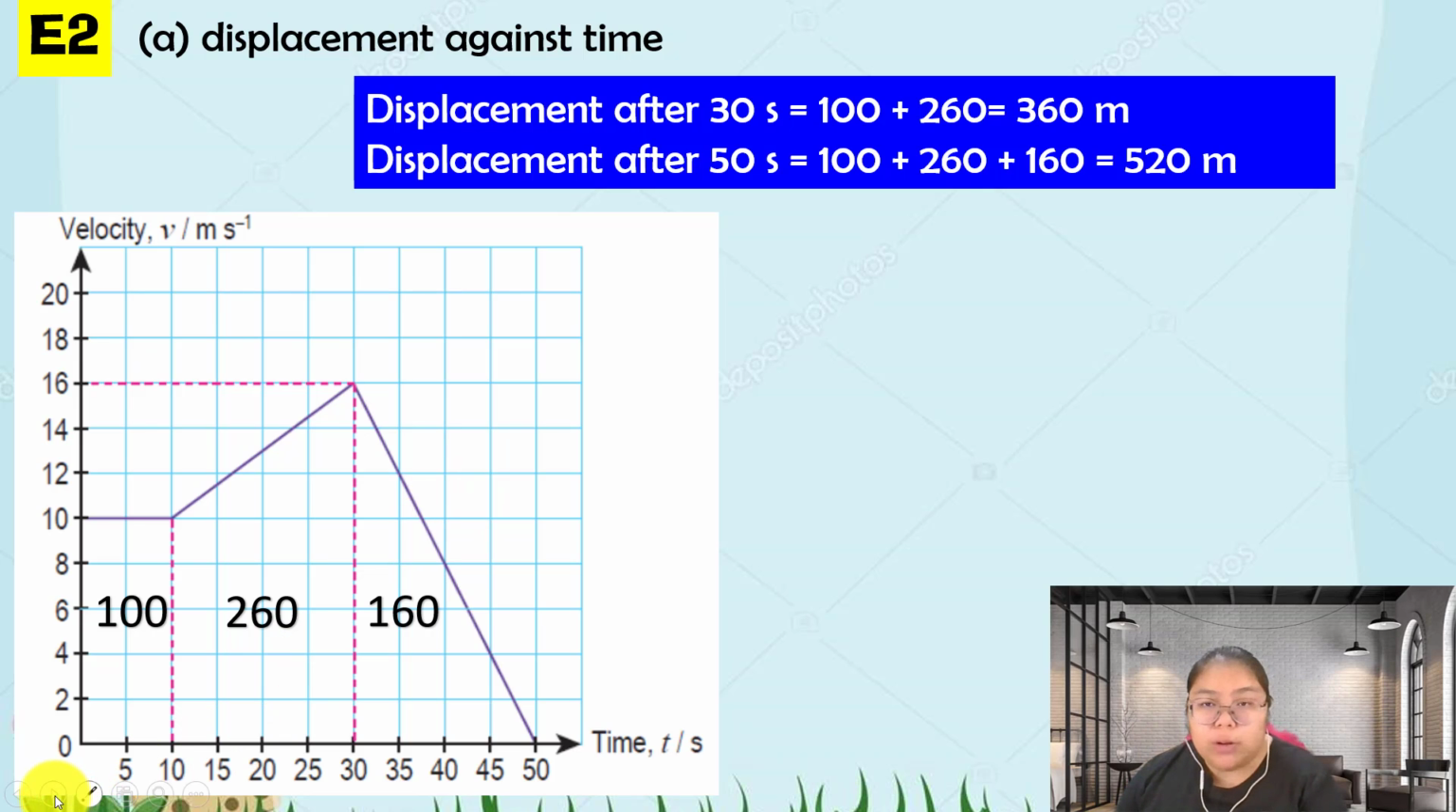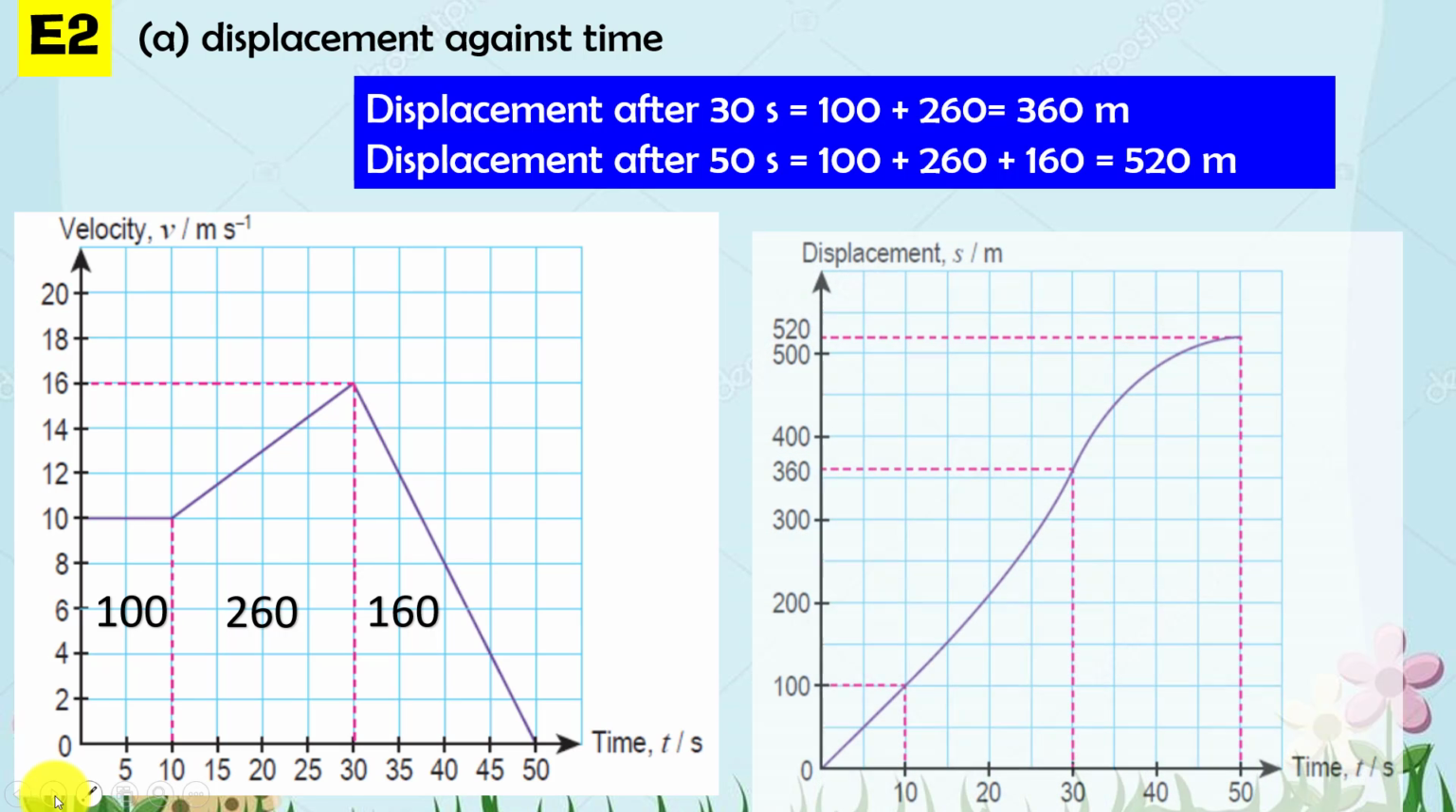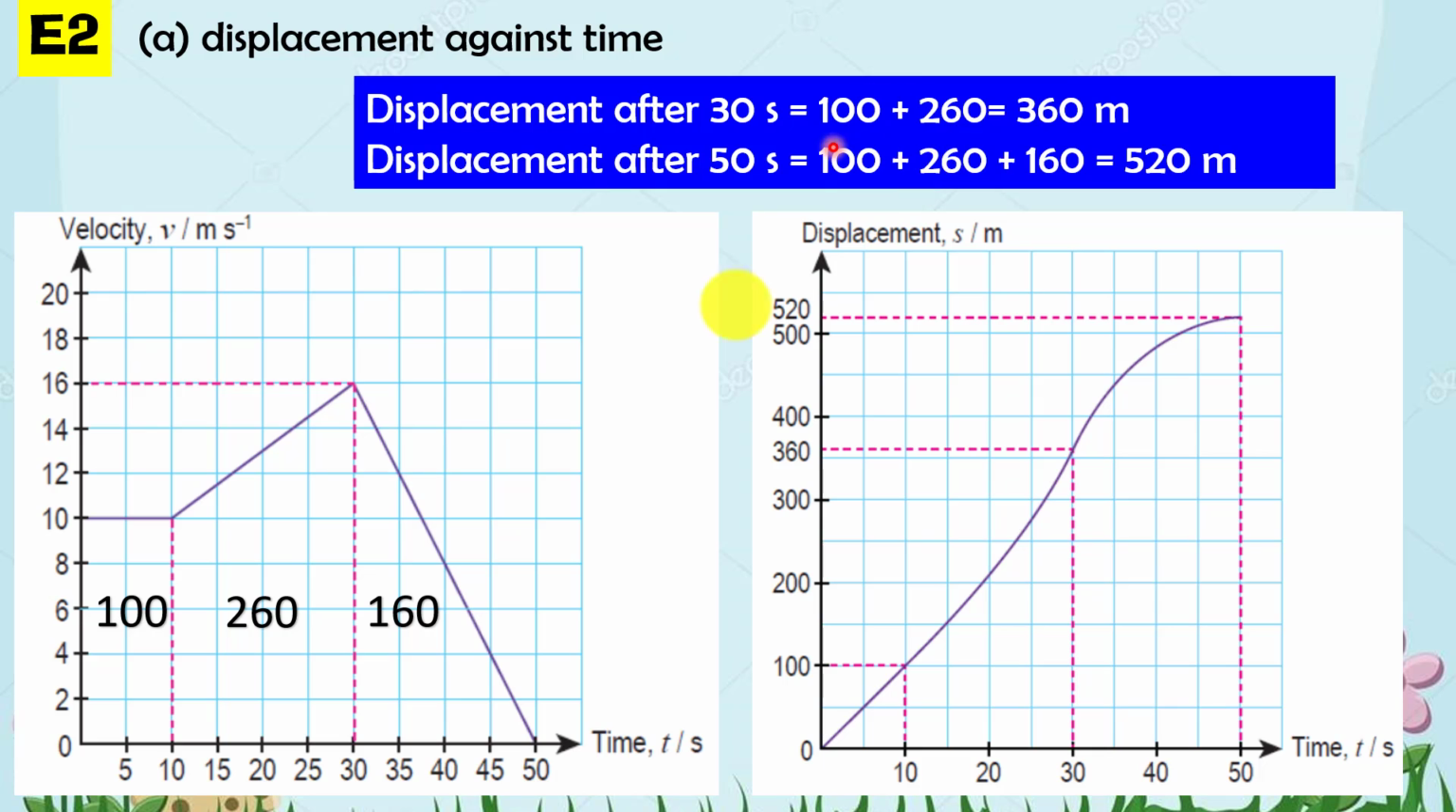Okay, now I need to plot the displacement-time graph. Let's see here. When starting, there's 100. 100 is constant, which means a straight line. Constant velocity means a straight line. 10 to 100, until this part. This part is still a straight line. I cannot say straight line anymore because here the velocity increases.